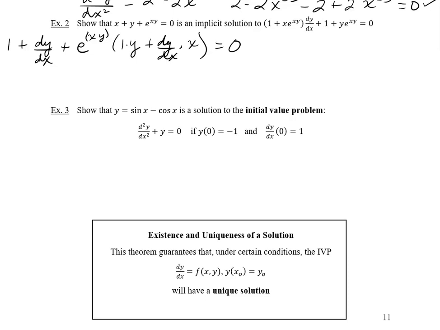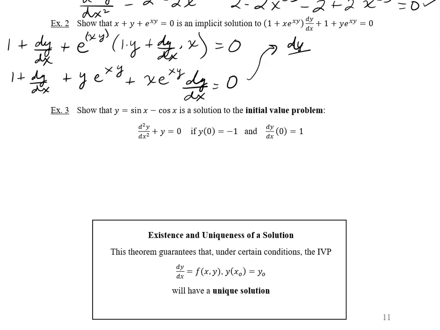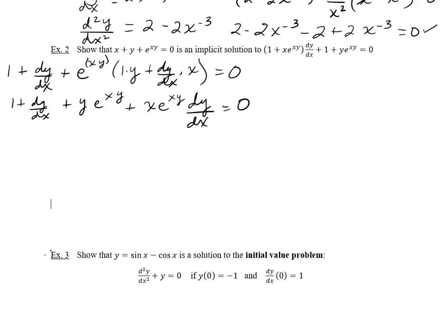I'm going to distribute the e terms. So we have 1 plus dy/dx plus y e to the xy plus, let's see, x e to the xy dy/dx equals 0. And then remember, to solve for dy/dx, you want to get all those dy/dx terms to one side. So let's do a little bit of algebra here and see if we can get that.